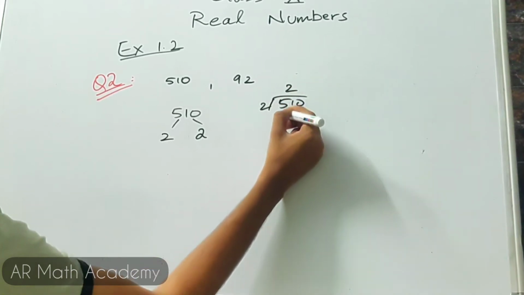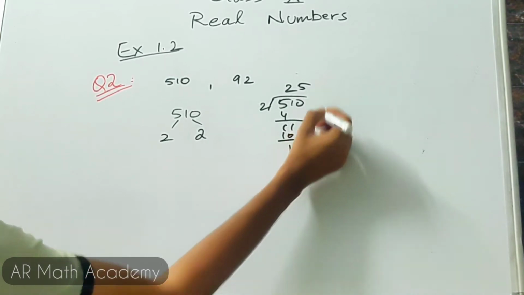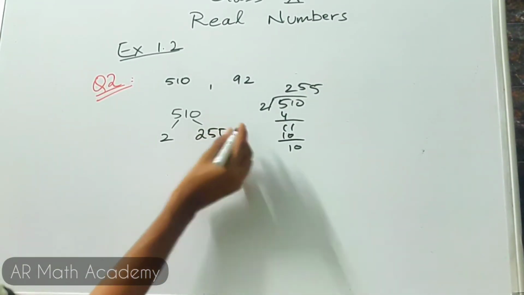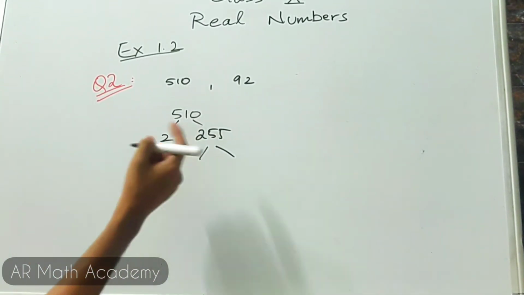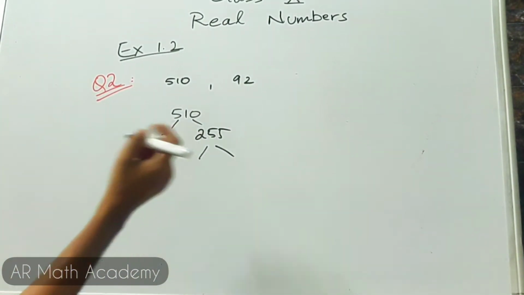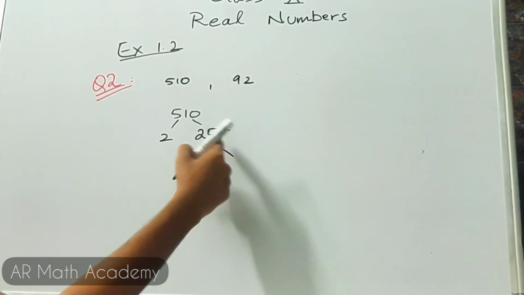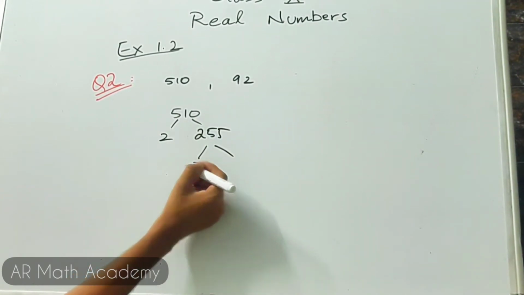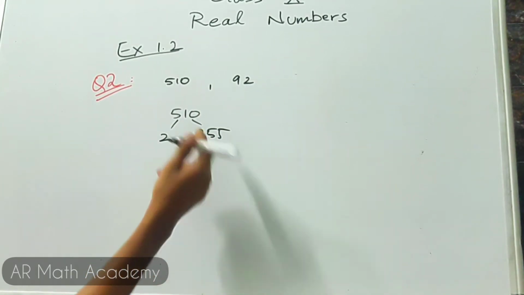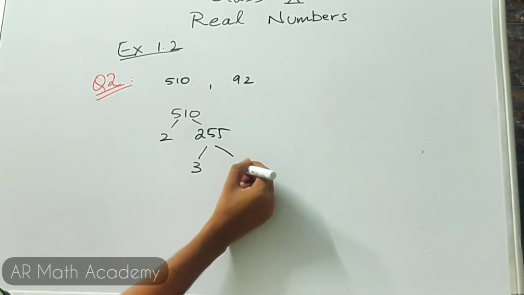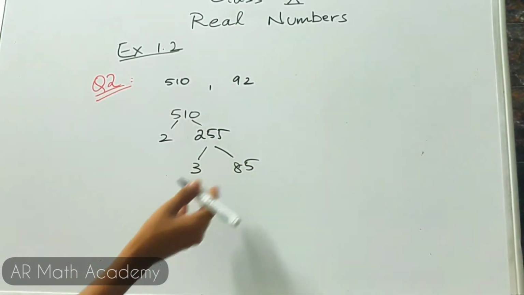Divided by 2 will give me 255, right? 255. So 2 times 255. Now again you check with the least prime numbers. Now, it doesn't go by 2. Well, check for 3. Add all the digits over here. 2 plus 5 plus 5 is 12. Yeah, it goes by 3. So 3 over here and 255. Divide it with 3. Now when dividing it with 3, it gives 85. Now you know that this number goes by 5.